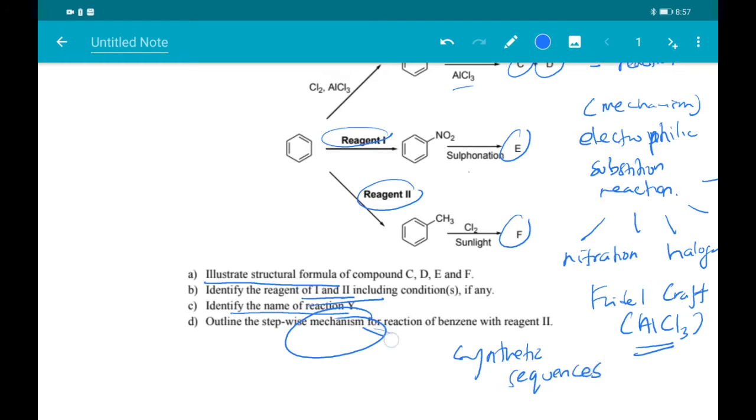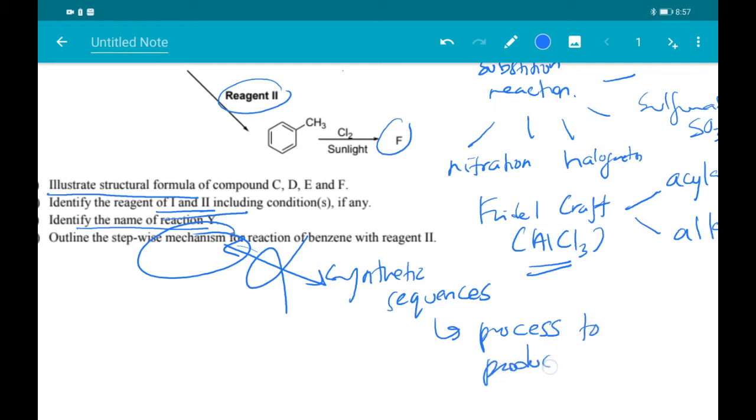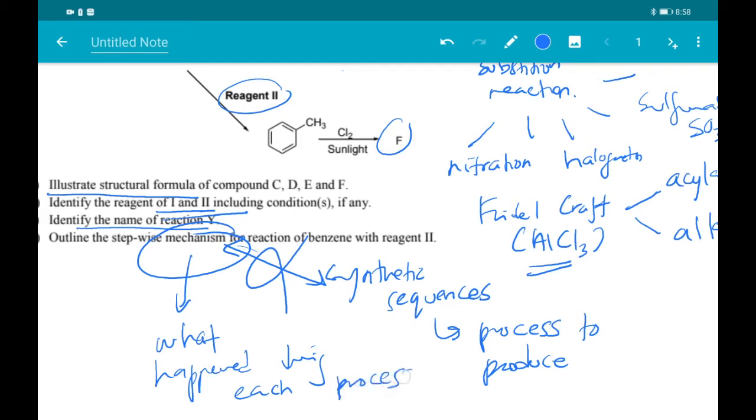For this video, we're going to discuss the synthetic sequences. Synthetic sequences and mechanism are not the same. They relate to one another, but they are not the same. For the synthetic sequences, we are looking at the process to produce the benzene derivative, while the mechanism explains what happens during each process, step by step. We're going to take a look at the movement of the electrons.